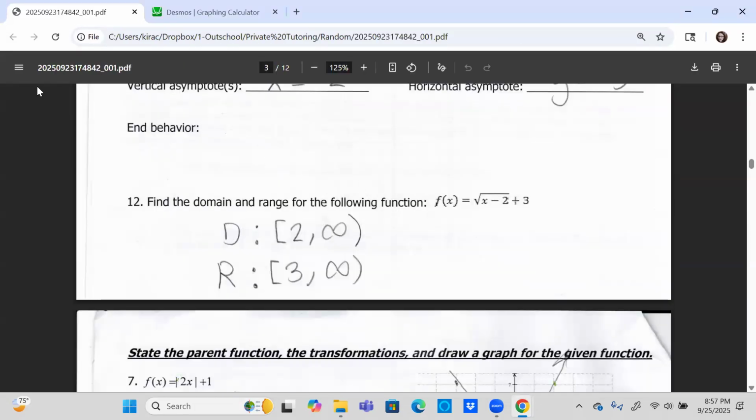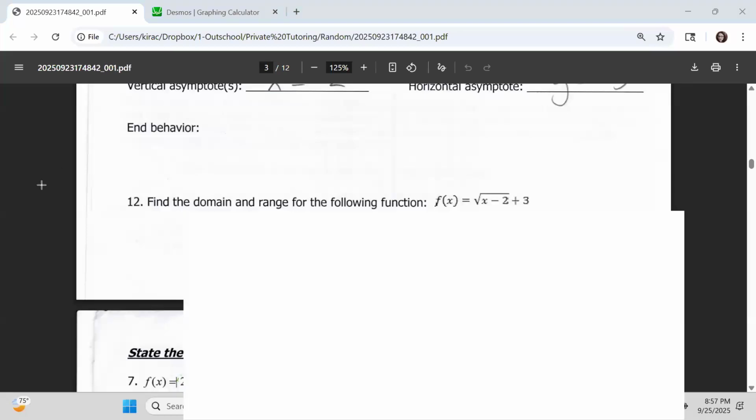All right, here they just want the domain and range. So again, we could graph this. And if you took that approach, the parent is just root x. If you know what that parent function looks like, it starts at the origin and goes gently to the right. But this one took it right 2, and up 3. 1, 2, 3. So there would be the starting point, the endpoint, and it goes gently to the right.